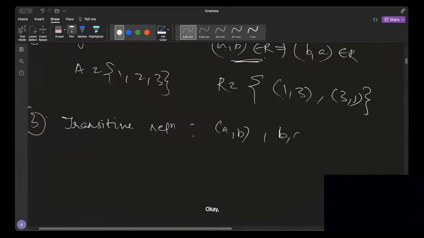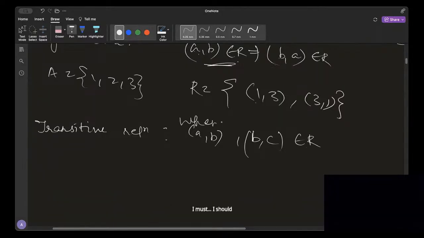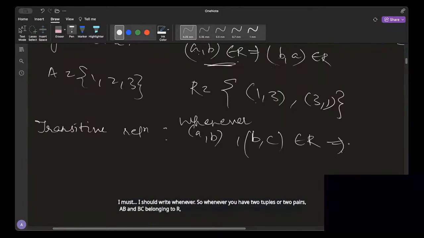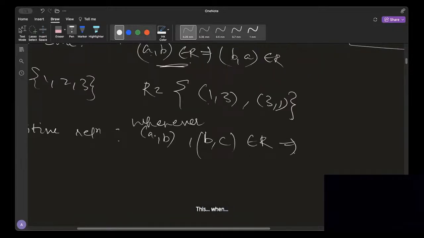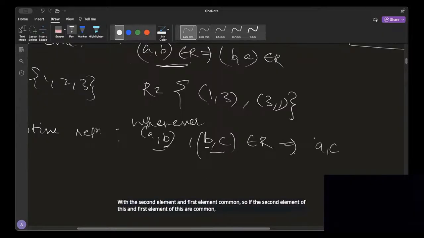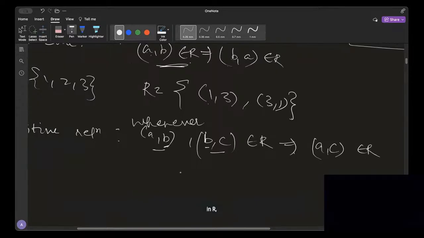Okay. So now you have (a, b), (b, c) belonging to your relation, let's say. So whenever you have two pairs (a, b) and (b, c) belonging to R, then this should imply this. I've written whenever, so you know the importance: whenever two pairs are there with the second element of one and the first element of the other common, then (a, c) should be in R. If (1, 2) is there, (2, 1) is there, then (1, 1) should be in the relation. If (1, 2) is there, (2, 4) is there, then (1, 4) should be in the relation.